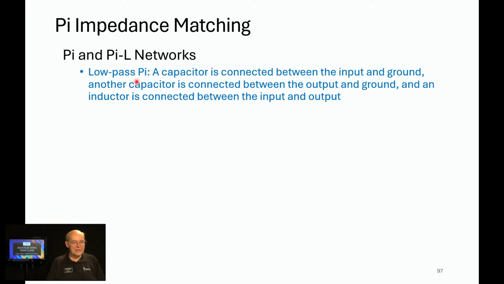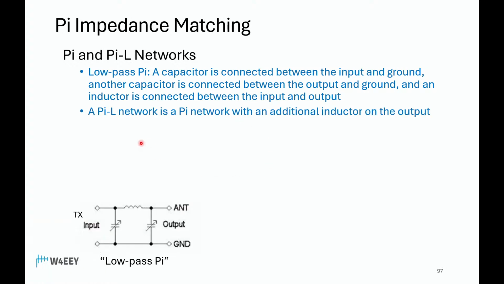First of all, if it's low pass, it's going to have an inductor as the series element, right? So whatever the series element is, the parallel or shunt elements are going to be the other flavor. So if you've got a low pass filter with an inductor in series, the input and output components are going to be capacitors. So low pass pi, it's a capacitor connected between the input and ground, another capacitor connected between the output and ground, and an inductor is connected between the input and output. So the series device is an inductor, low pass, go under the limbo bar.